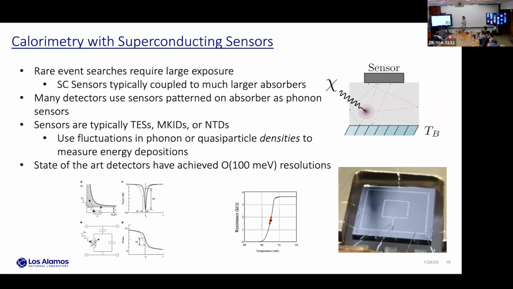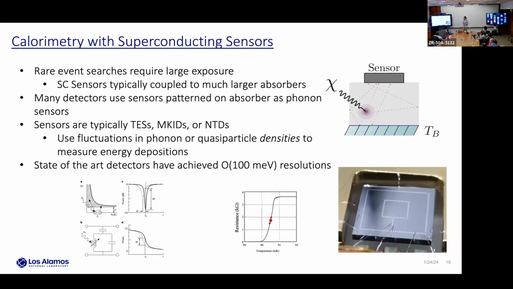So superconducting sensors are incredibly sensitive. For all the arguments I just talked about before, they have a very small band gap, so you could just use them as a dark matter detector themselves. But the problem is they're incredibly small. And so for rare events like dark matter, you need a lot of exposure to something in order to measure it. So you either need a large volume or a lot of time or both. And so a superconductor sensor on itself wouldn't be very good for that.